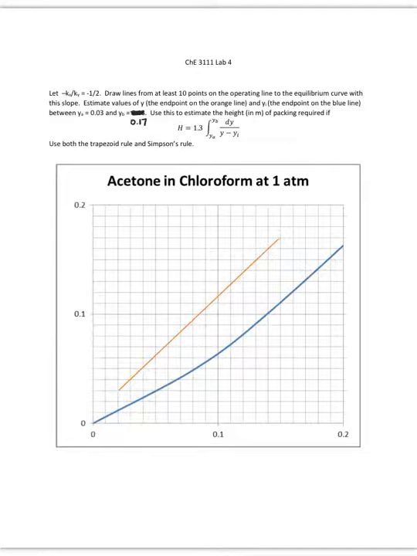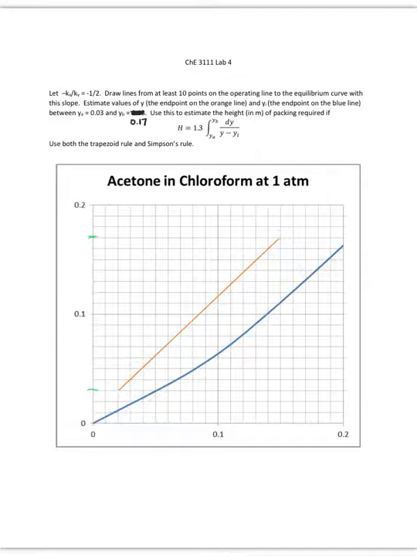And we want to estimate the height of packing by taking the height of a transfer unit times the number of transfer units. And this formula turns out to be, in our case, 1.3, the integral from ya to yb dy over y minus yi. And we want to be able to do this using both trapezoid rule and Simpson's rule.